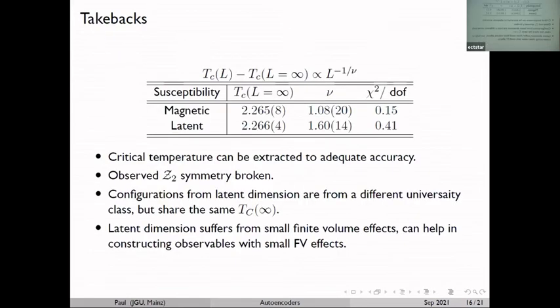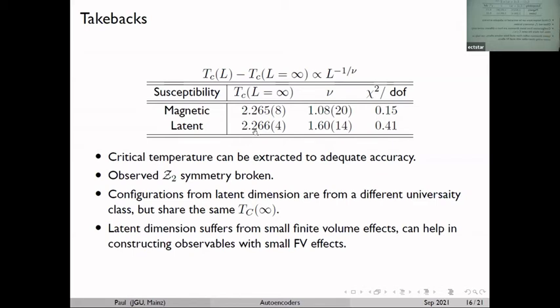But anyway, we can extract the critical exponent through the scaling plots, and you can see there is a difference between the physical nu, which is 1 with uncertainty, and the latent dimension, which is 1.6, quite far from the physical nu of the Ising configuration. So the only thing that we can take back from this particular calculation is that we can extract the critical temperature with adequate accuracy because of the magnetization getting steeper, or the susceptibility getting steeper closer to the critical temperature.